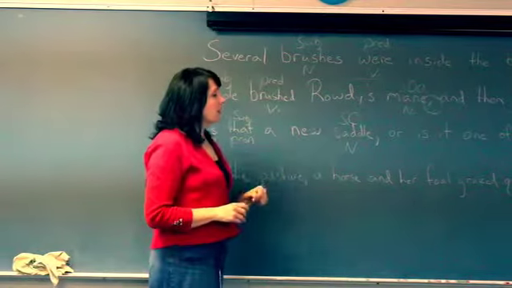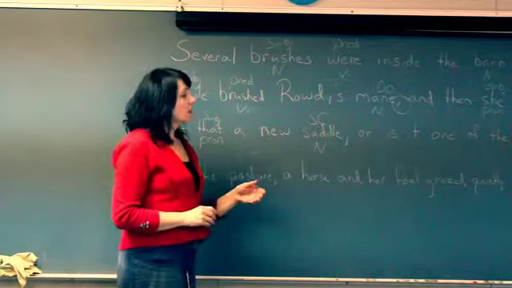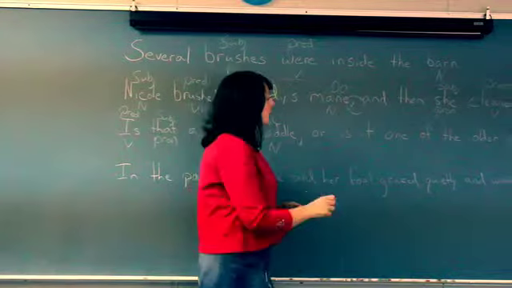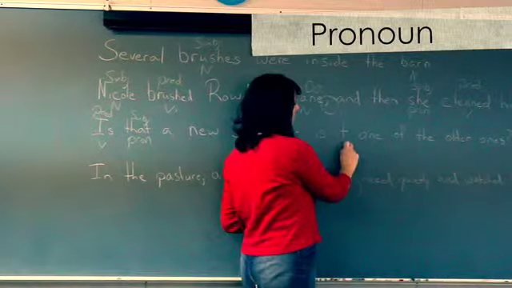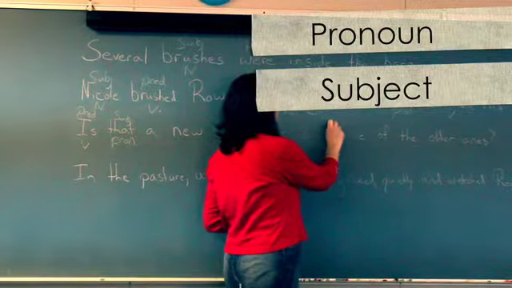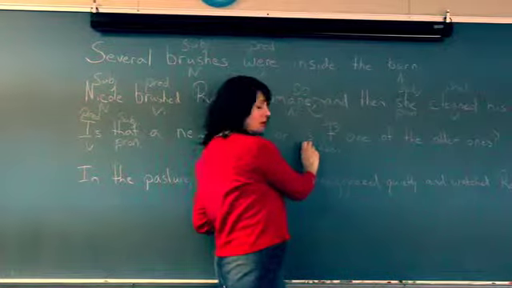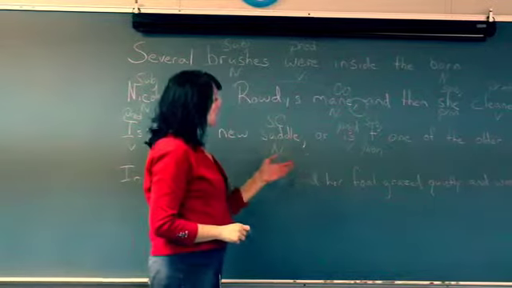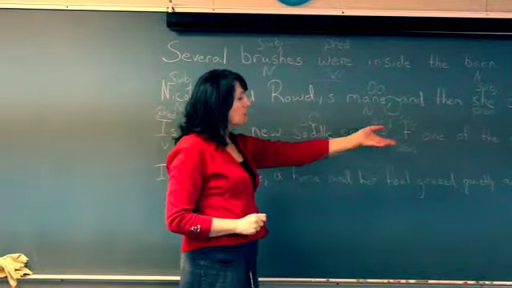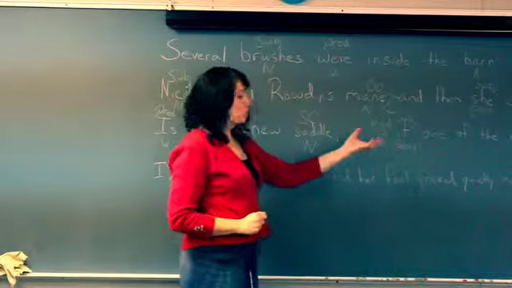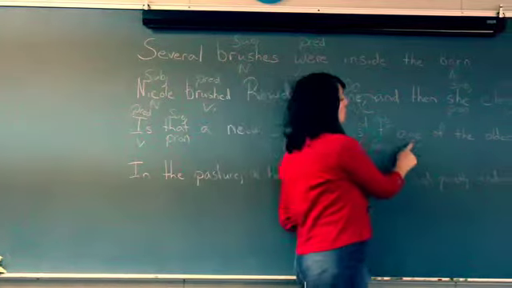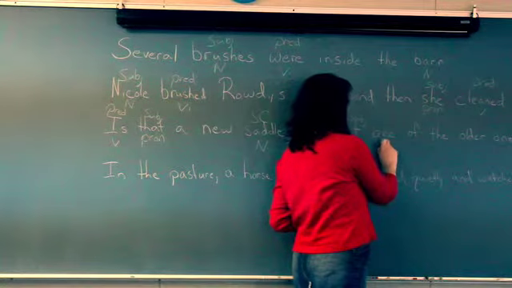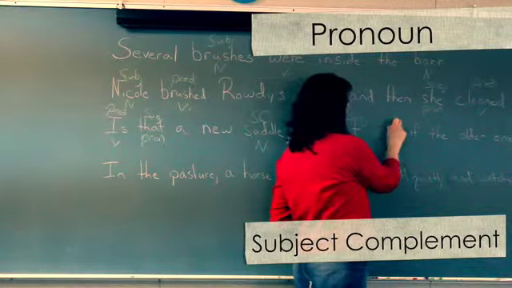Over here we have the same thing. "Is it one of the older ones?" And we would turn it around. "It is one of the older ones" to find out where our subject is. So this pronoun is also the subject. And the "is" here is our verb and our predicate. And it is doing the same thing. It is connecting it to "older ones." So it is telling us what our subject complement is. And we always go with this one right before the prepositional phrase. So this pronoun is our subject complement.